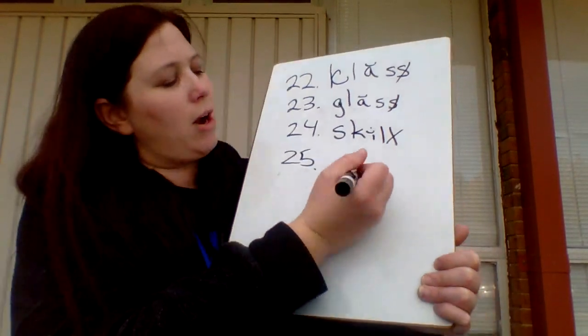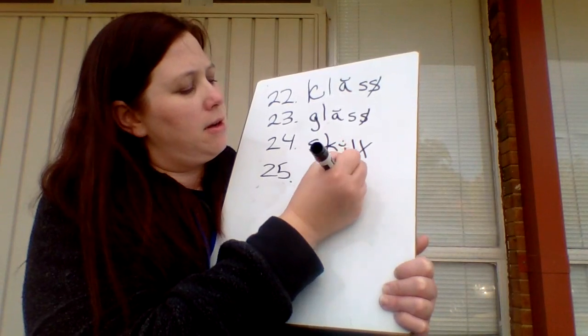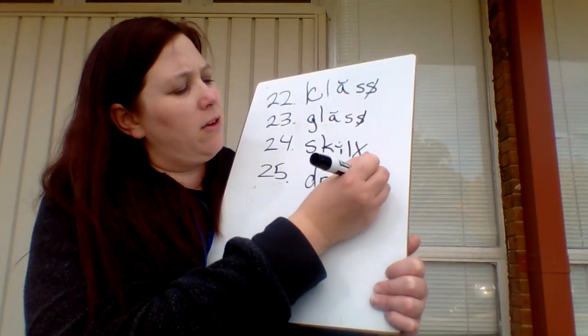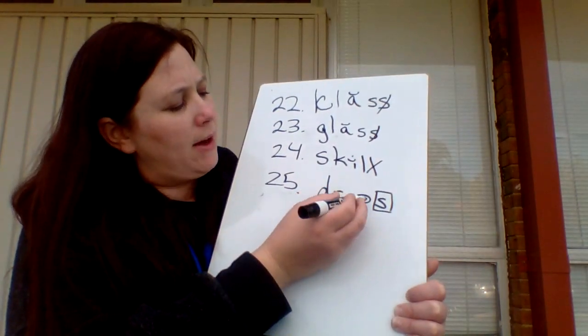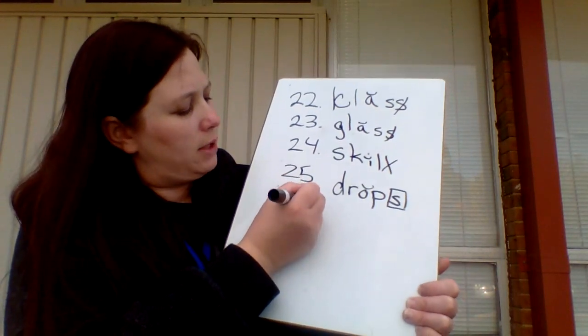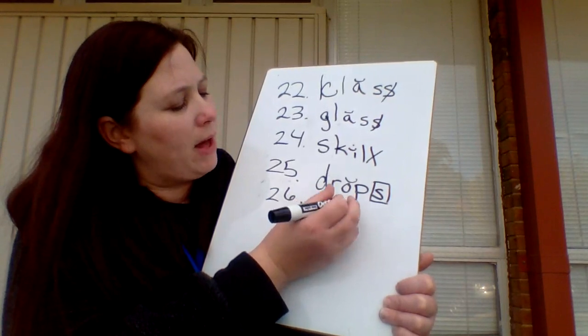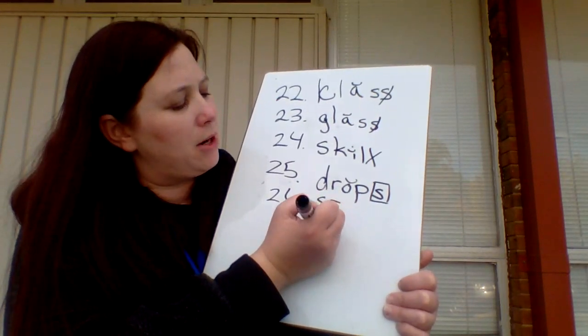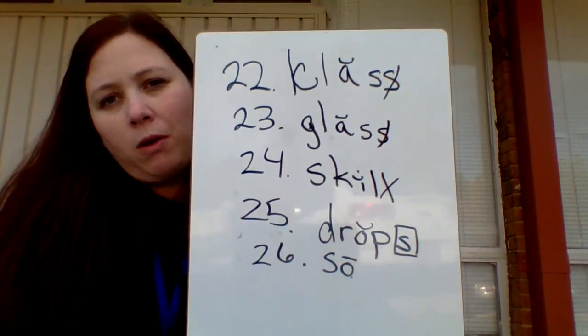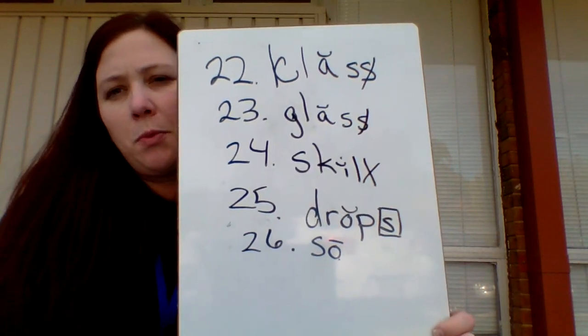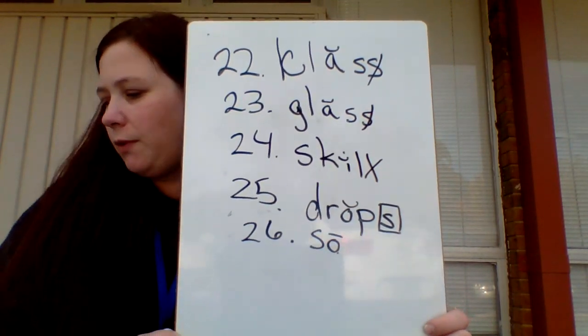25. Drops. We're going to box off that S. Vowel consonant gets a brev. And number 26. So, here we have a vowel with nothing after it, so it gets the macron. Make sure you have all of those written down, and we're going to move on to look at our homework page. Pause if you need to.